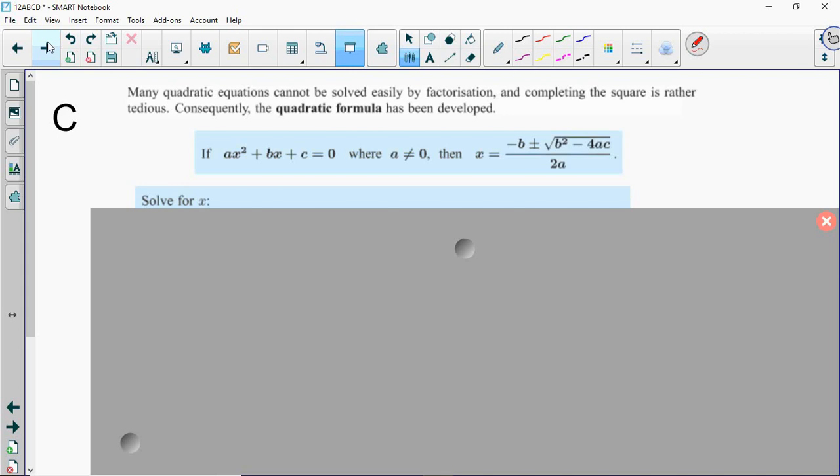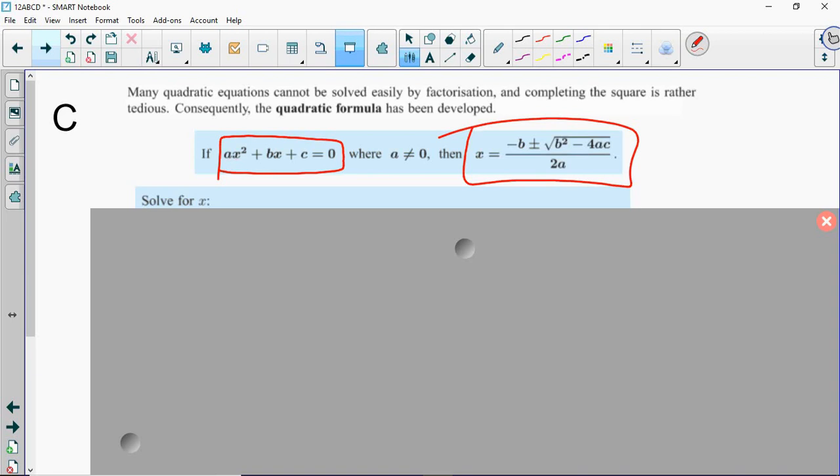All right. And look, the book agrees with me. Completing the square can sometimes be rather tedious. Anyway, if we've got our quadratic equation written in the form that we saw earlier, so everything's set equal to 0, then x is equal to this expression here, negative b plus or minus the square root of b squared minus 4ac all divided by 2a. Some of you may have learned this as a song in previous years.